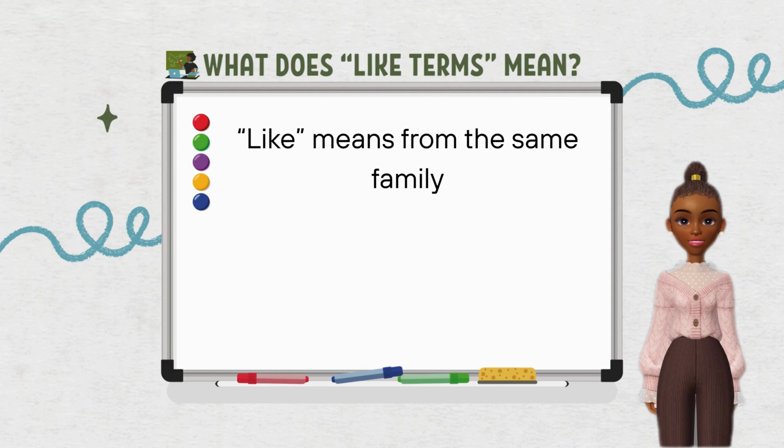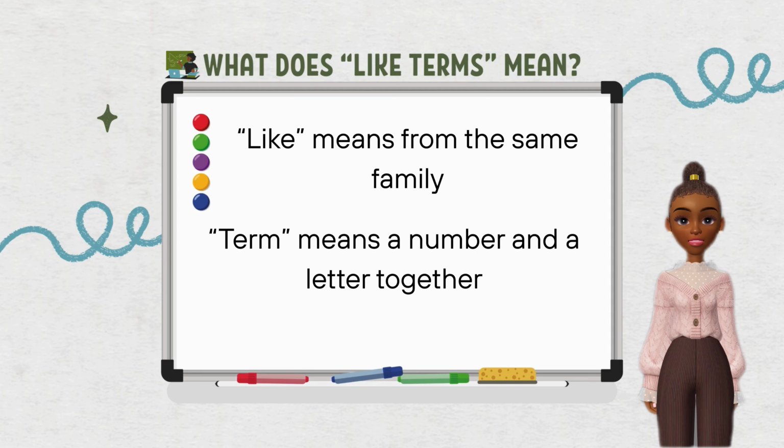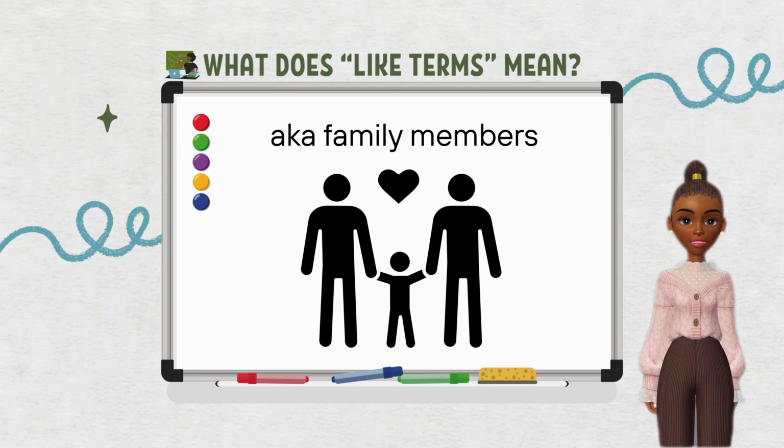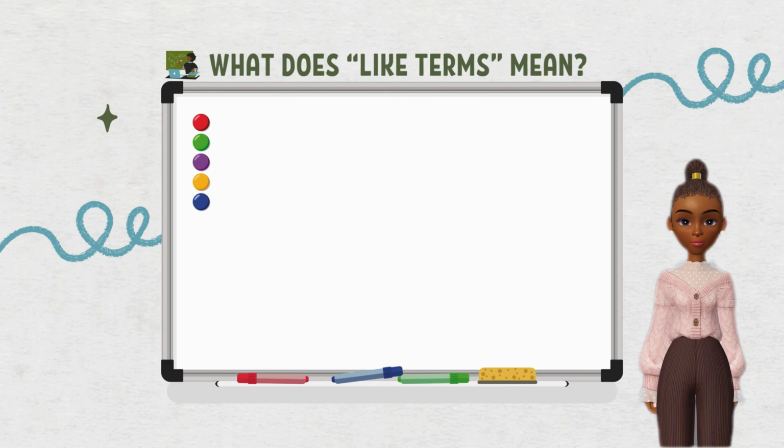Like means from the same family, and term means a number and a letter together. The number is what we call our coefficient, and the letter is what we call our variable. Let's use 3x for example. 3 is the coefficient, and x is the variable. Like terms are terms that have the same variable raised to the same power. That means they come from the same family. So like terms have the same variable and exponent, but the coefficients can be different.